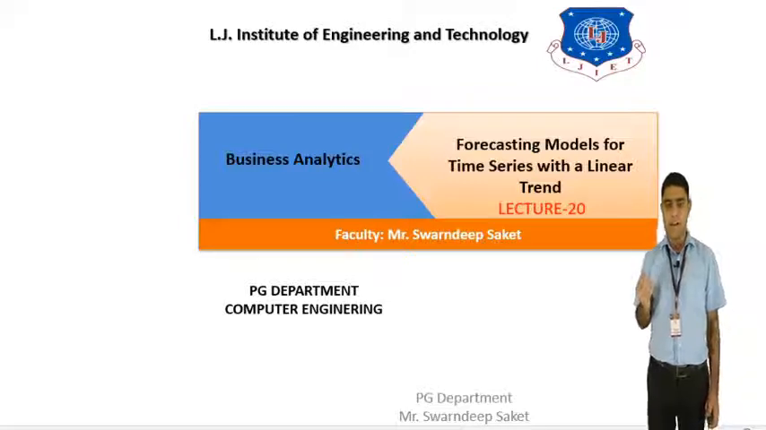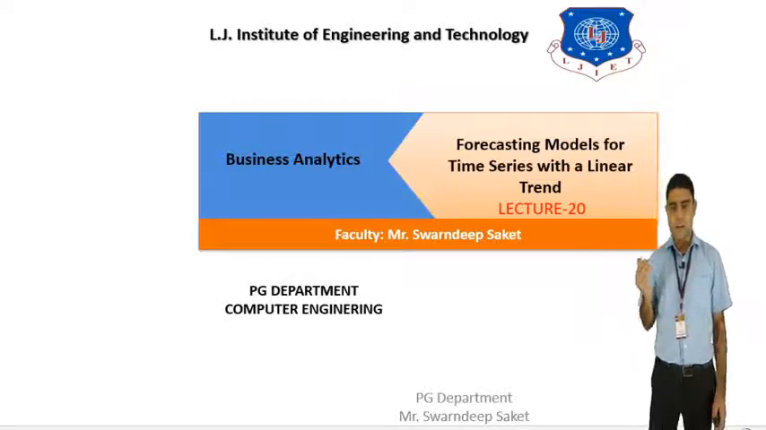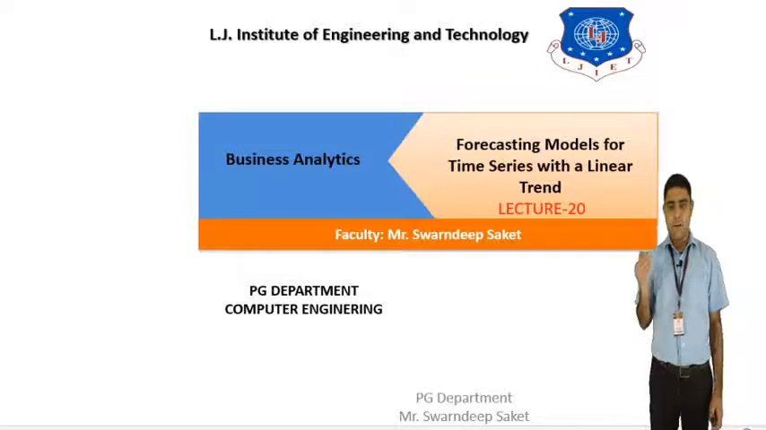So, what is the trend? Trend is an upward or downward movement in future events, and that is called trend. If it is in linear form, then it is called a linear trend.